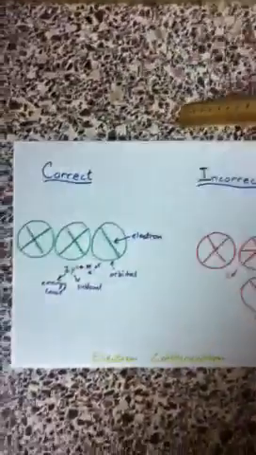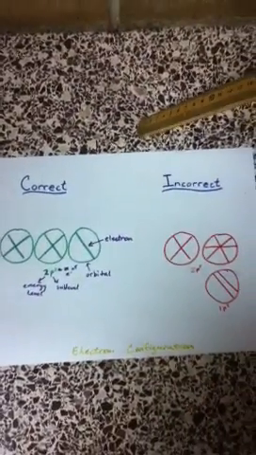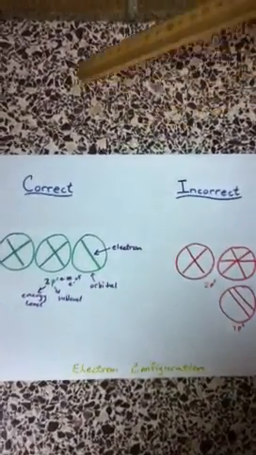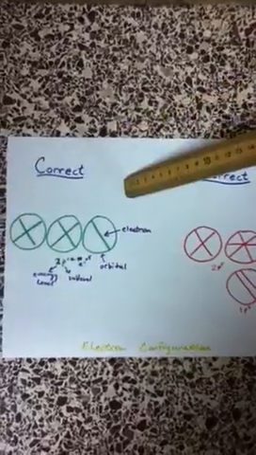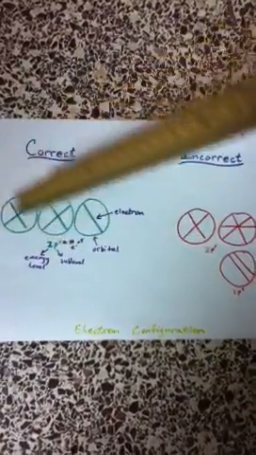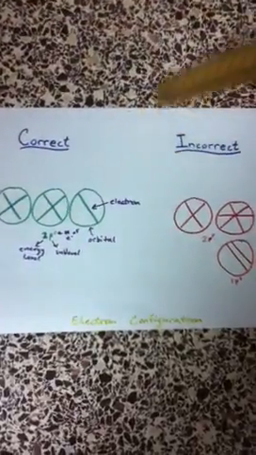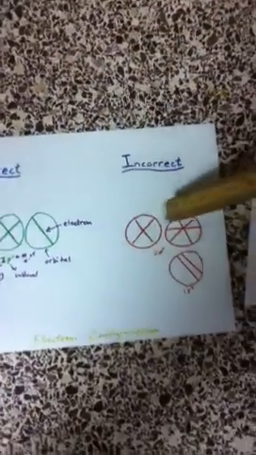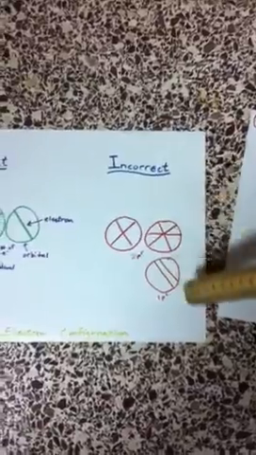Alright, these are the correct and incorrect ways to use orbital notation. Correct way, you only use 2 in an orbital, and they go opposite ways. Incorrectly, you put way more than 2 in one, or you write them going the same way.